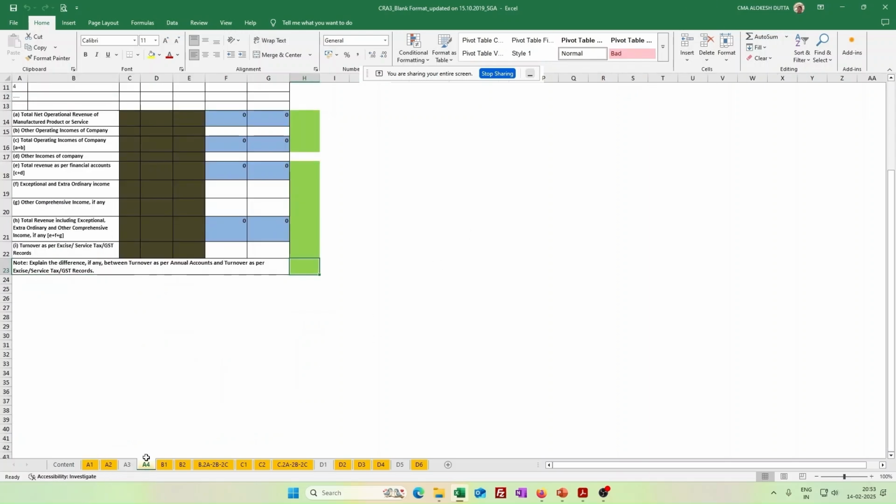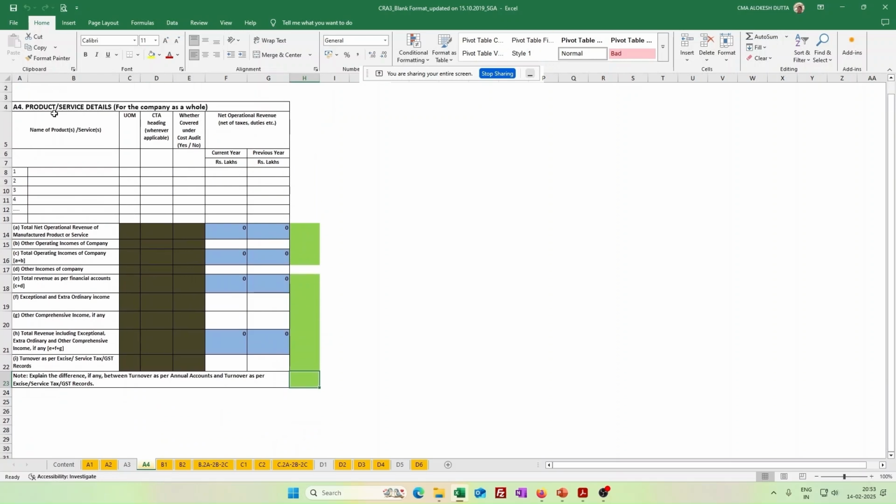Now A4. A4 is the product or service details, which is nothing but a replica of the profit and loss account receipt part. I will show how to compile it. For the time being, it has nothing to do with your cost record, whatever the case may be. It is as per the profit and loss account receipt part.